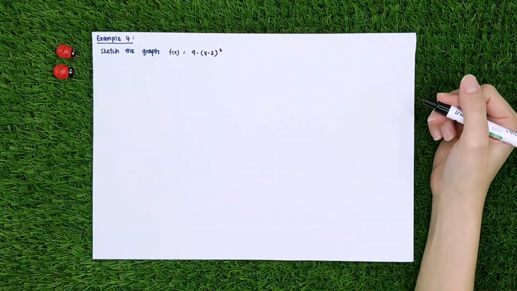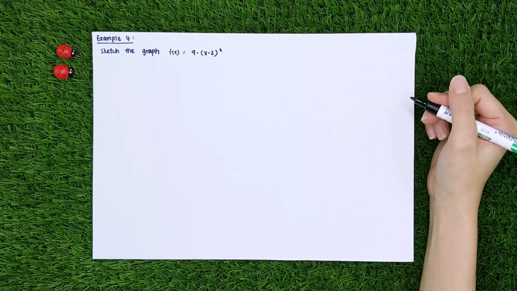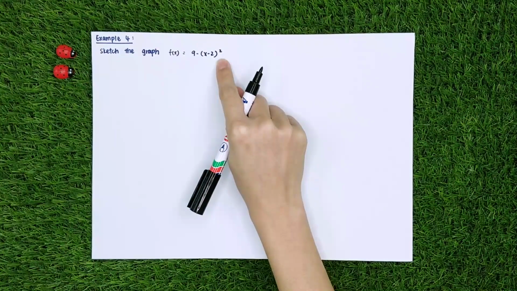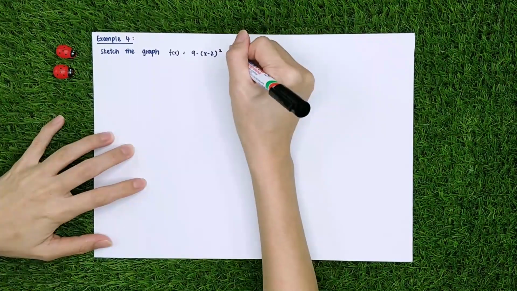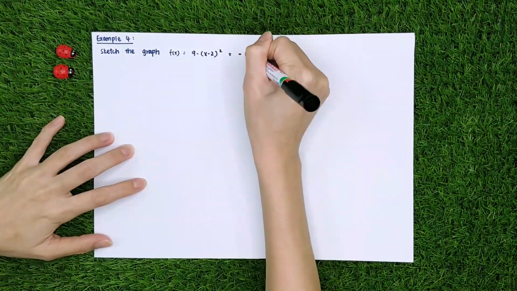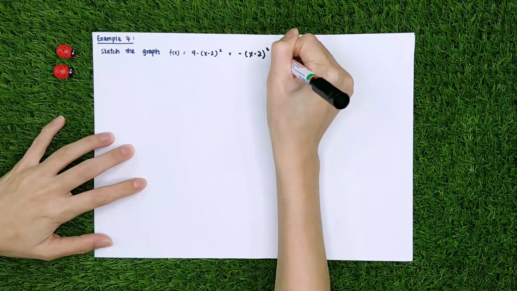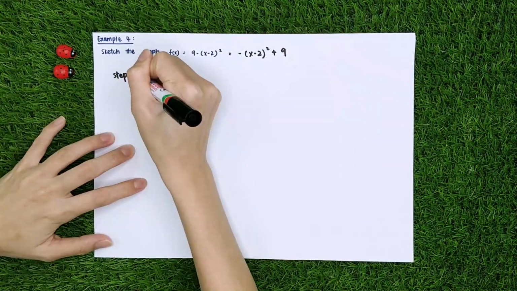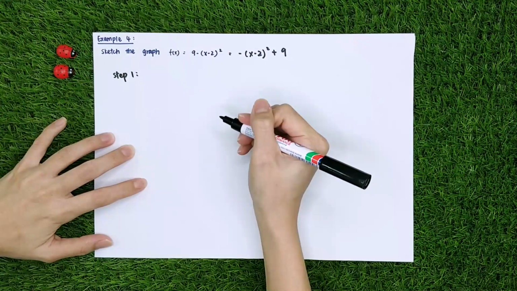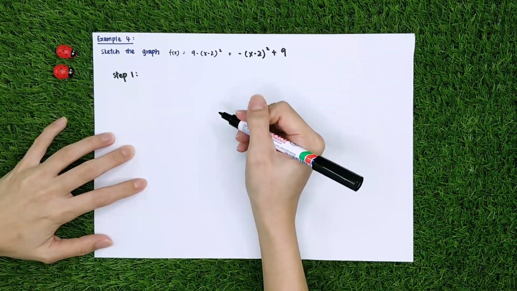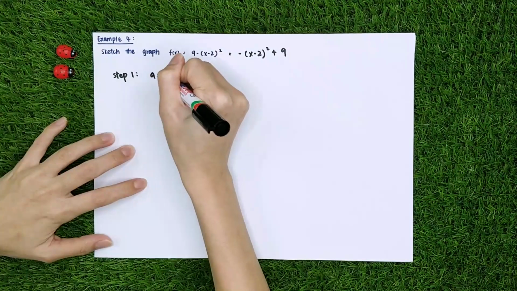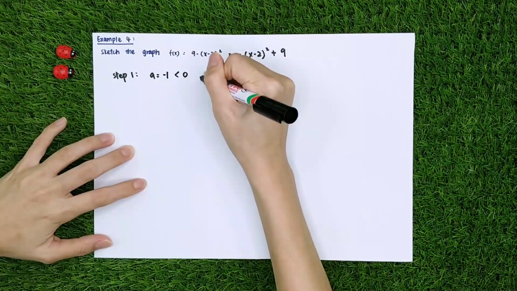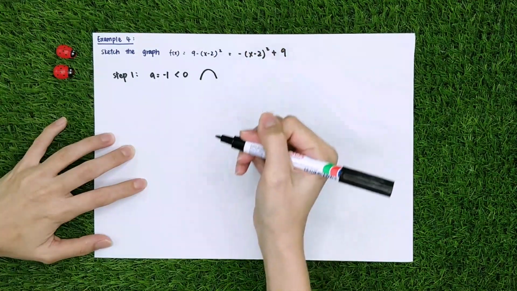Example 4. Sketch the graph f(x) = 9 − (x − 2)². We can see that this is in vertex form. I can rearrange it to become −(x − 2)² + 9. From here, the first step is to determine whether a is greater than 0 or smaller than 0. My a here is equal to negative 1, which means smaller than 0.